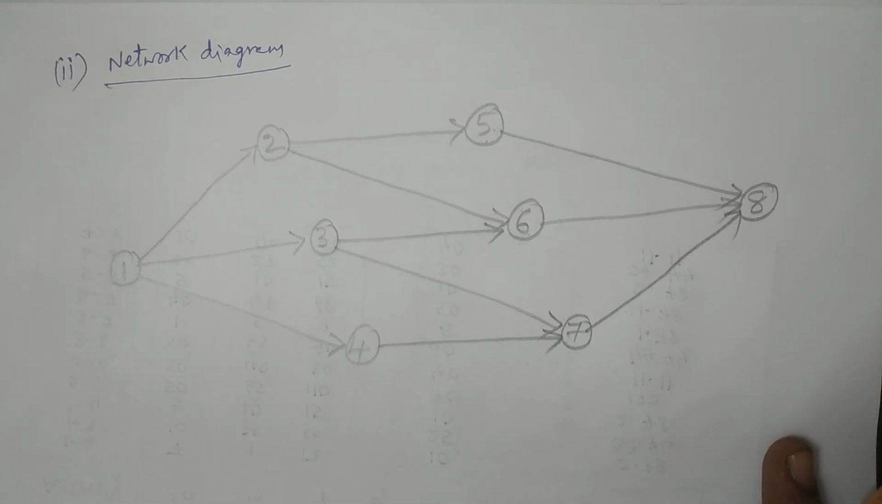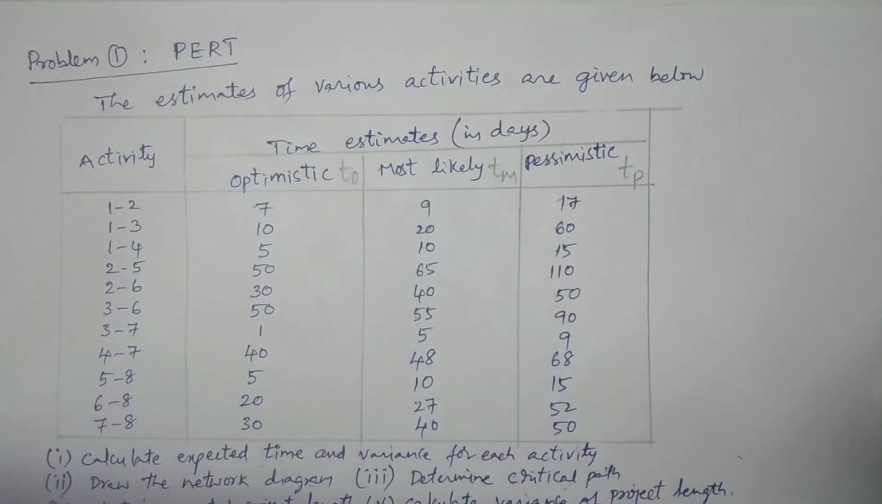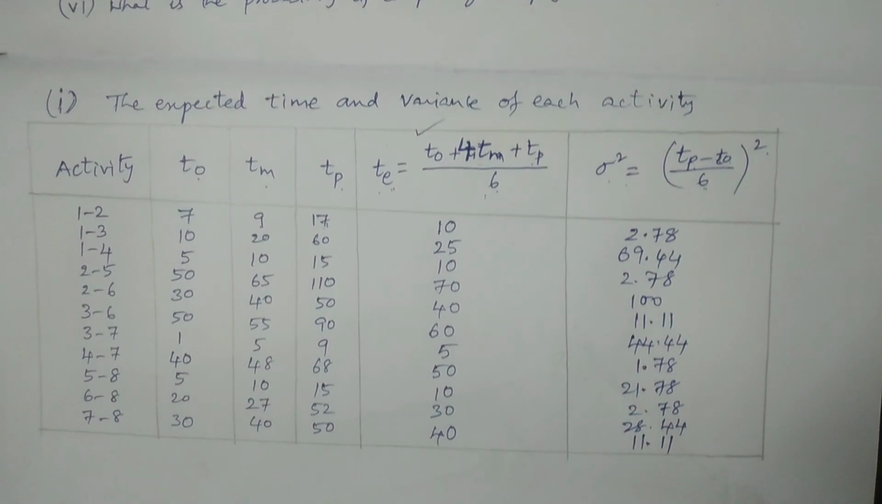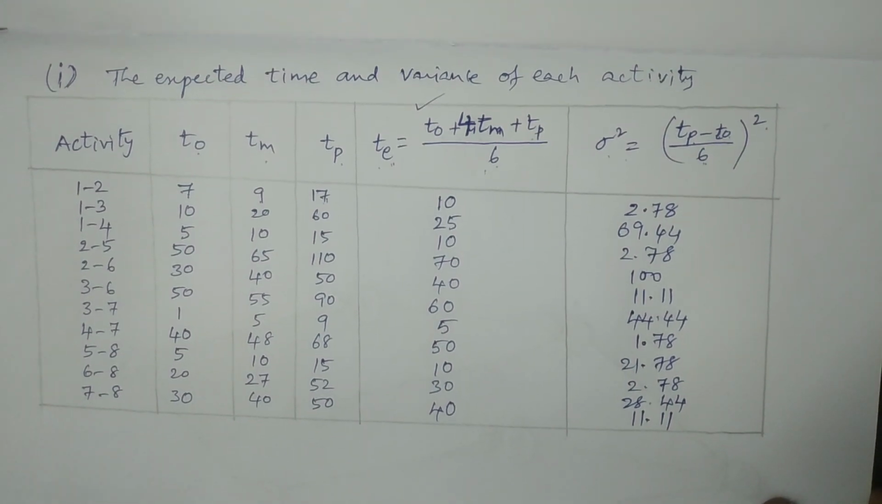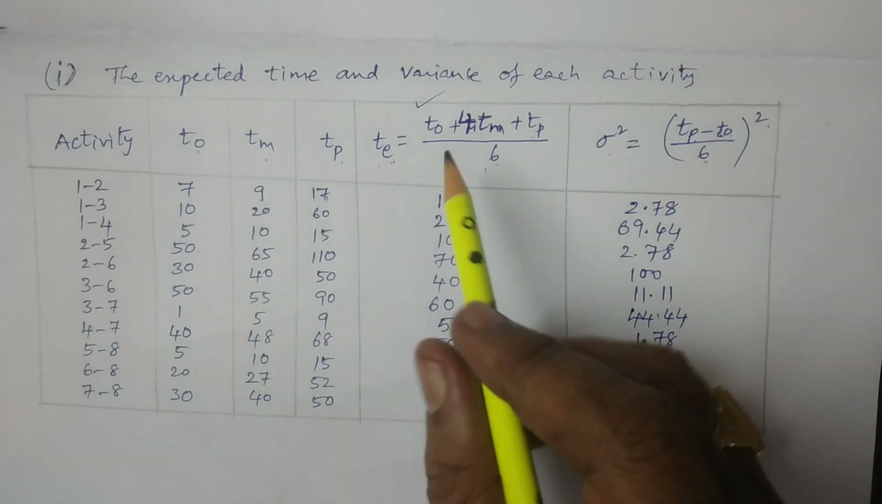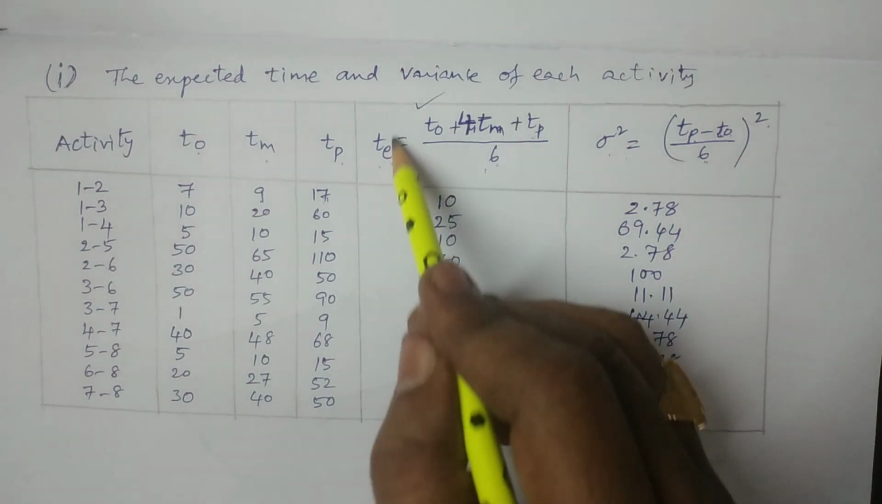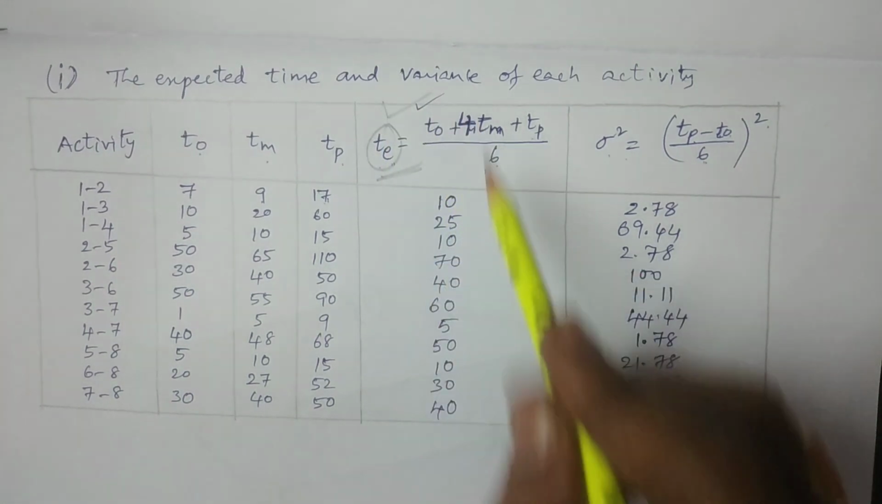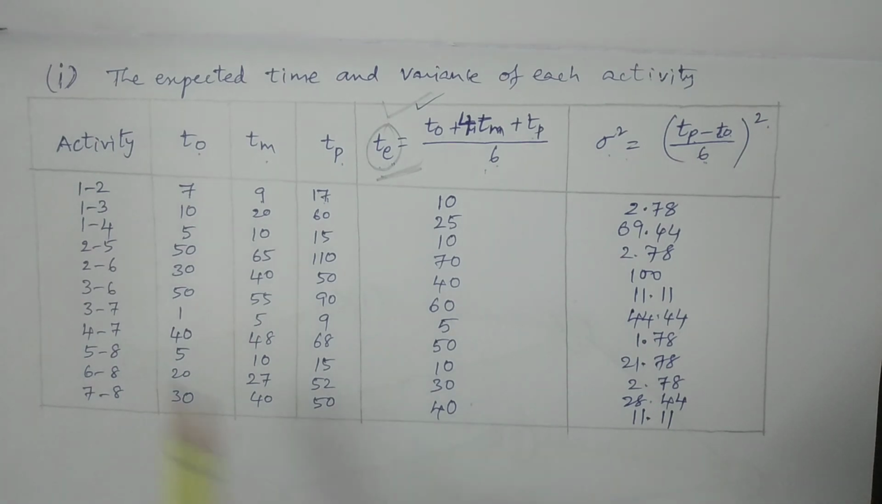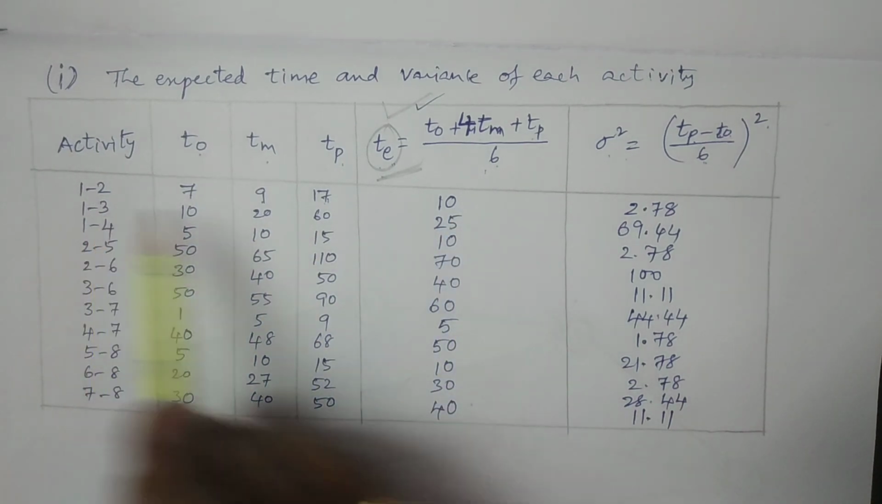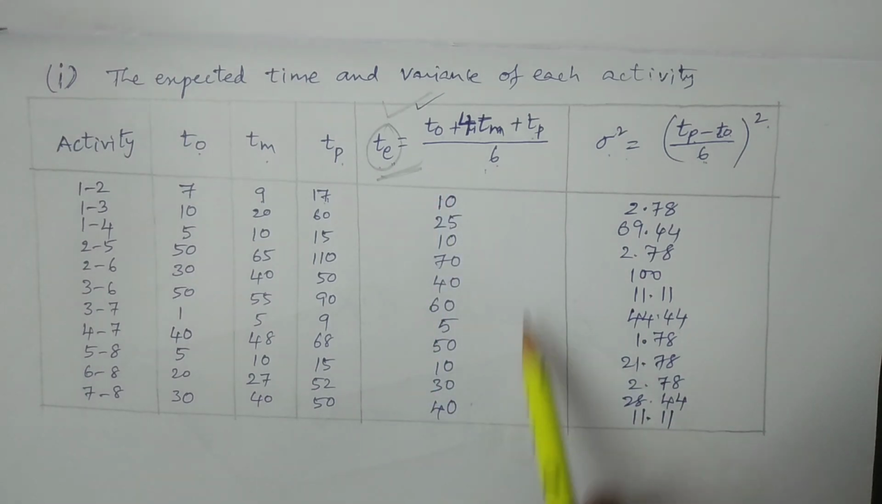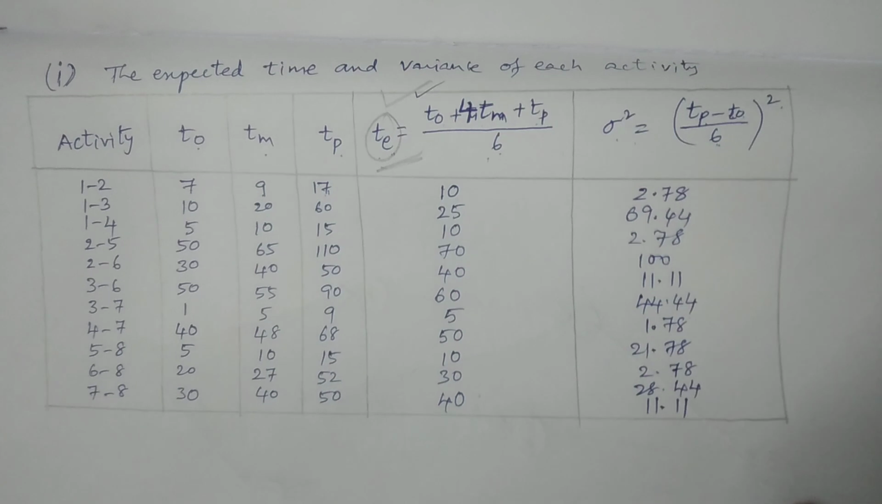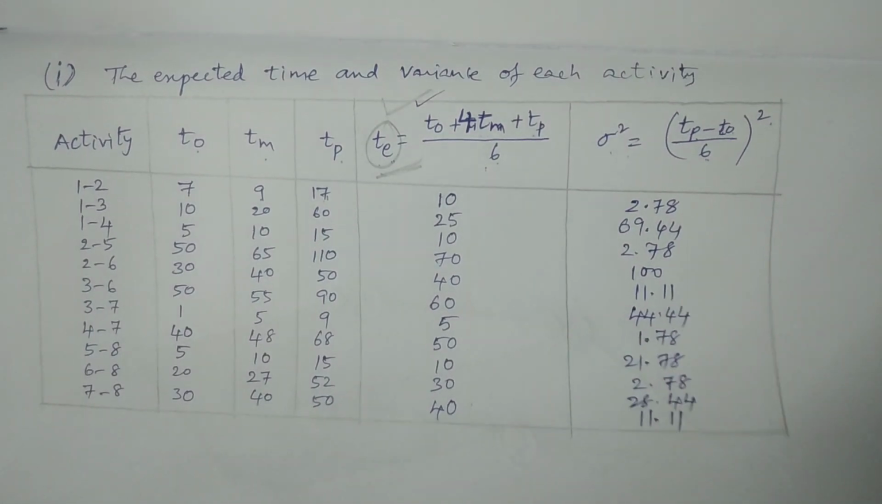And you have to now take the time. What is the time duration? That is important, and in the PERT calculations, the time duration is nothing but the expected time, that is TE. This is the column you have to consider for each activity. 1 to 2 it is 10, 1 to 3 it is 25. These are the time estimates you have to consider as time duration in the network diagram for each activity.